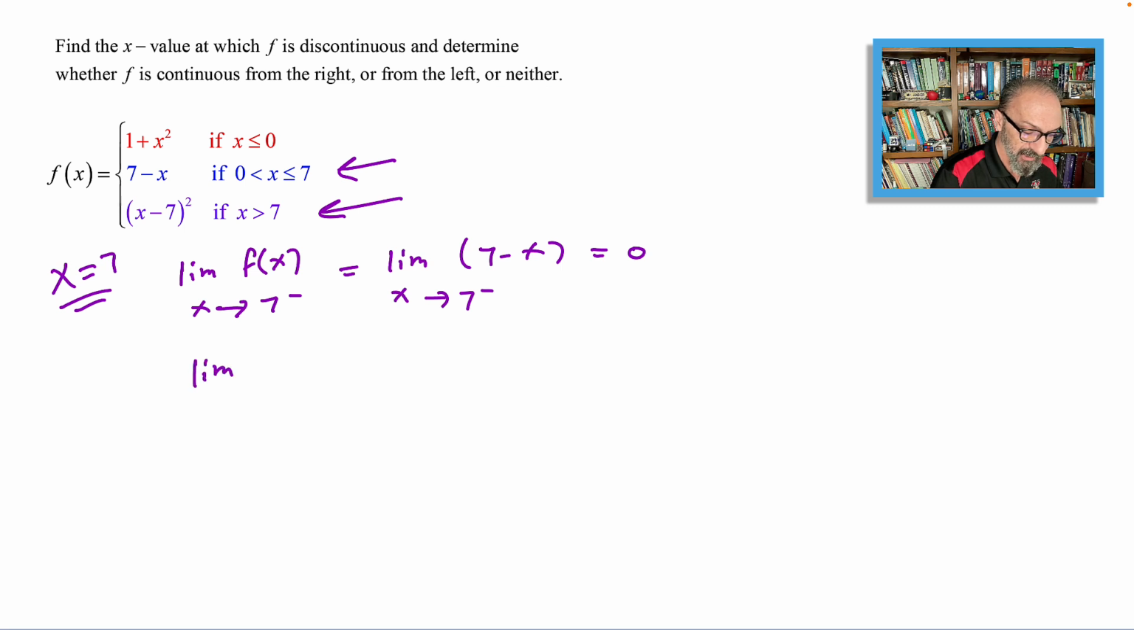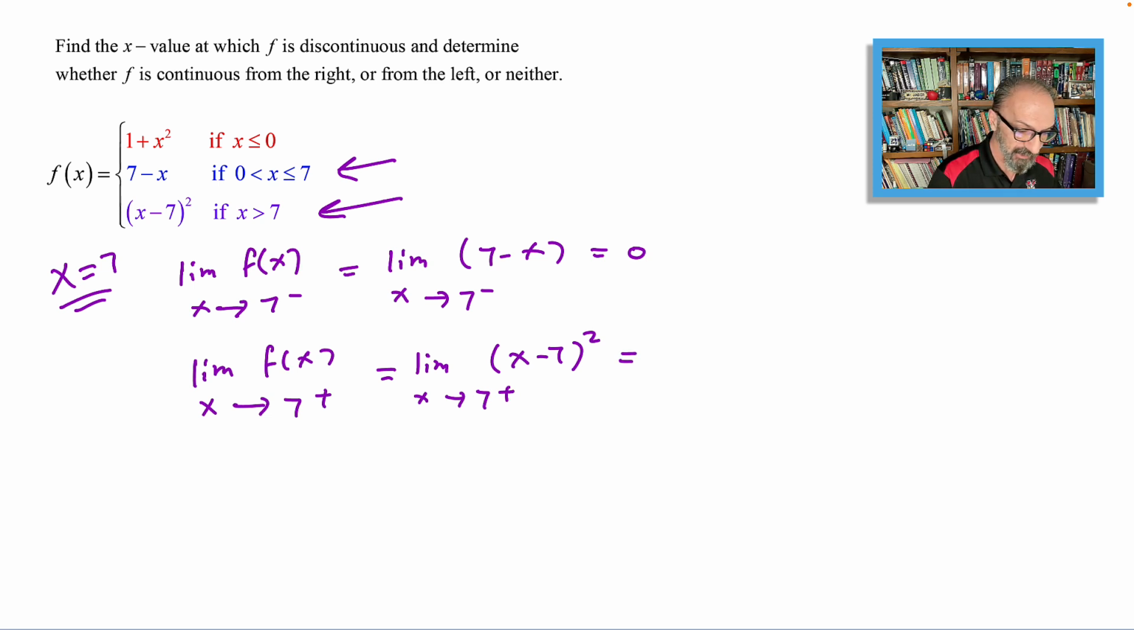Limit f of x as x approaches 7 from its right will be the limit of the function that we belong to, and that is x minus 7 to the second as x approaches 7 from the right. And that is 7 minus 7, 0, to the second, which is also 0. Now we have f of 7, that's when x equals 7. So we belong to this right here, and we'll use that, and that will give me also 0.